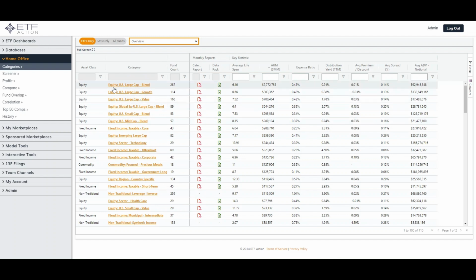For example, you can see US large cap blend equity has 287 funds. We are looking at ETFs only right now, and you can download a PDF report or the monthly data pack. Same thing, equity US large cap growth, 114 funds. We do have data at the category level in terms of flows, performance, composition, you name it. But today, we just want to look at the reports that we run at month end. So I'll select the PDF here for large cap growth.